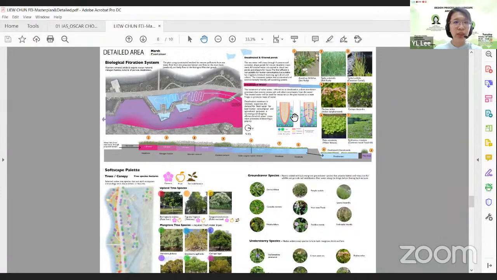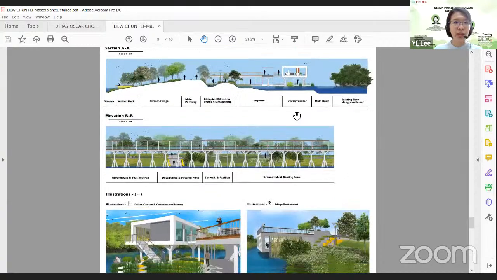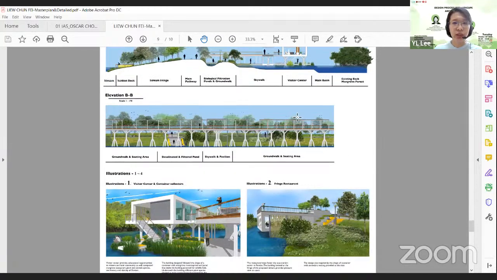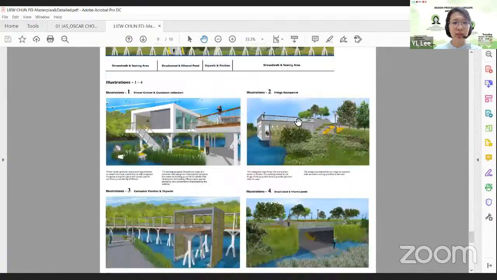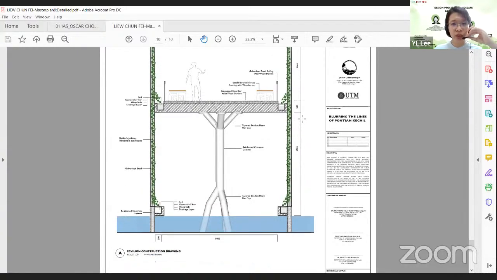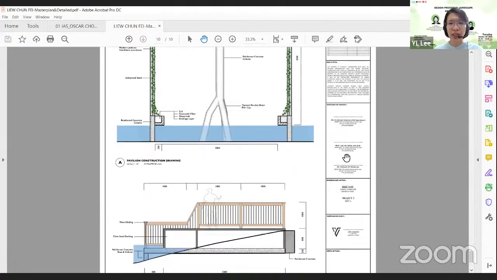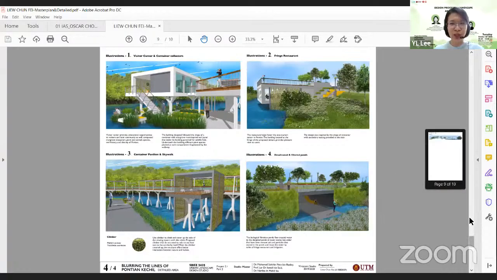Okay, this is some of the softscape and hardscape ideas, some sections and illustrations. As I said just now, students have to produce detailed constructions. We have to train the students in lower years, because if not, when they come to the final year, they cannot produce a set of construction drawings. I think it's the same as in architecture. Okay, I think that's basically all I want to share for today.